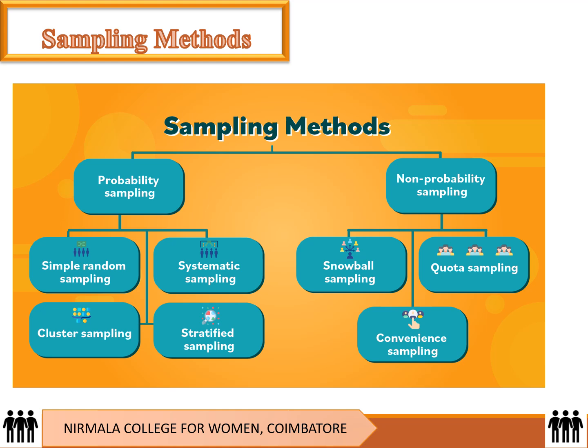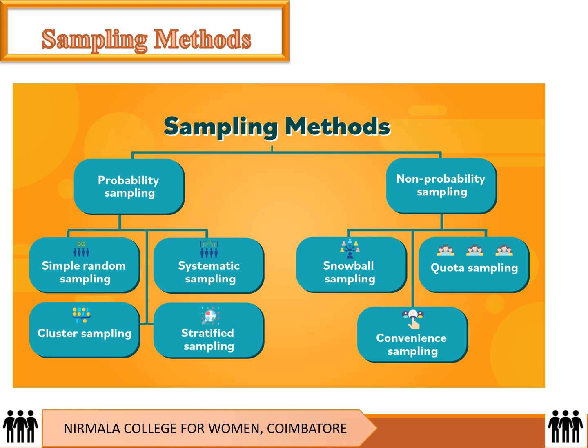There are several different sampling techniques, and they can be subdivided into two groups. Those techniques are probability sampling and non-probability sampling. So what is the probability sampling method? It utilizes some form of random selection.